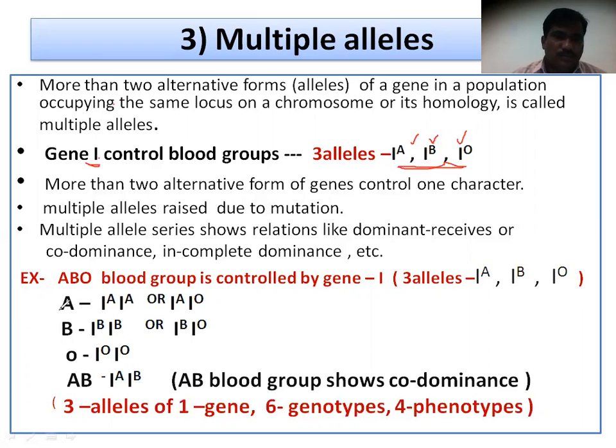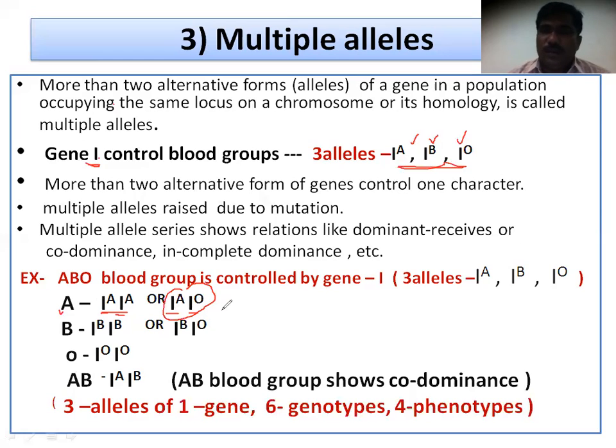Okay, so here blood group A shows genotype, that is our alleles IA, IA. It is a homozygous condition, or IA and IO. Here IA, IO is a heterozygous condition, and IA, IA is a homozygous condition. So IA, IA indicates blood group A. IA and IO also indicate blood group A because IA is dominant over IO.